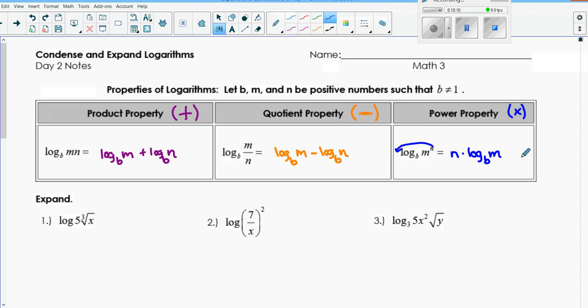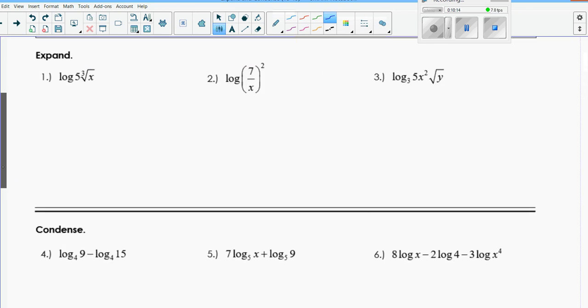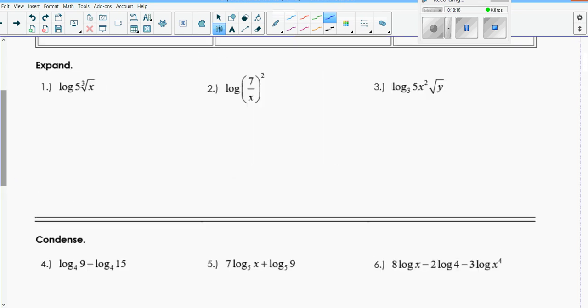Okay, so let's go apply these. Everything in this is what you guys did yesterday in your notes and your homework, so feel free to pause anything, try it, and then check your answer. If you get stuck, then obviously watch.